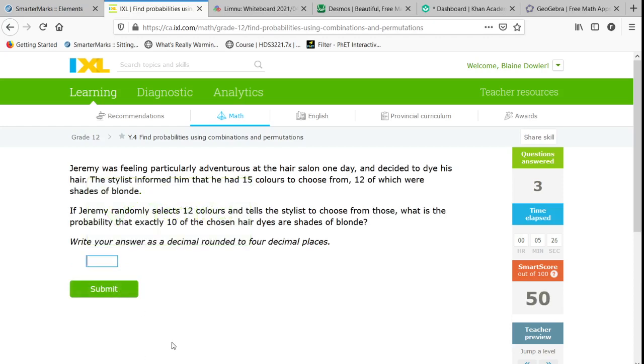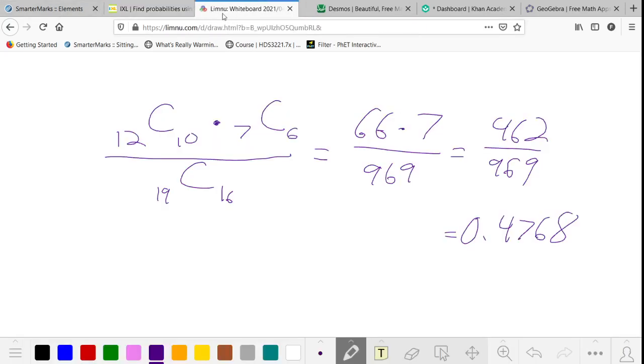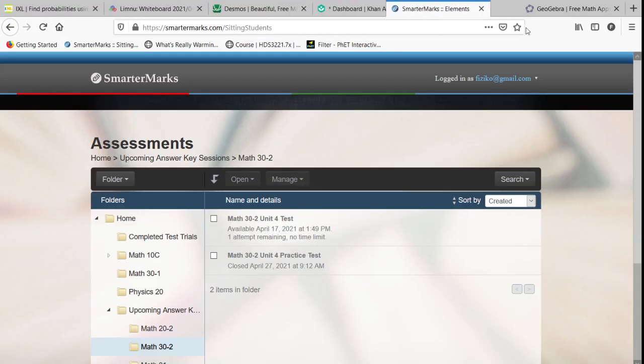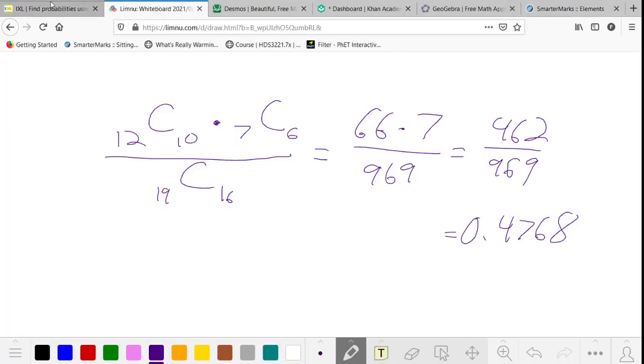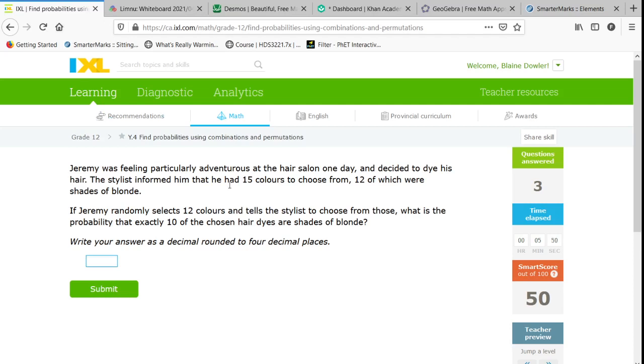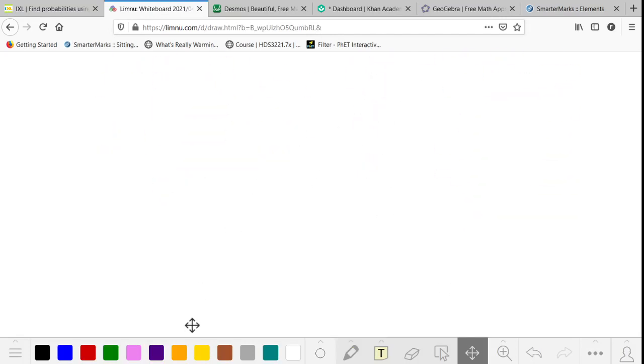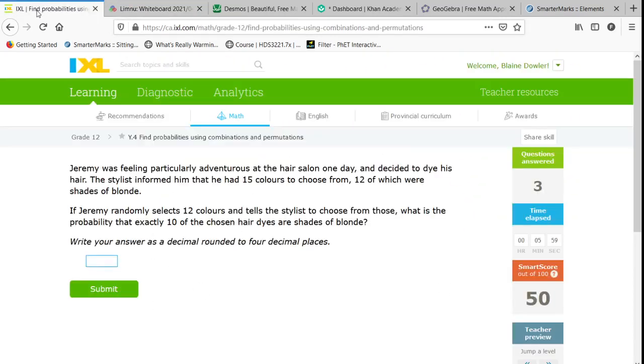Now, Jeremy was feeling particularly adventurous at the hair salon one day and decided to dye his hair. With 15 colors to choose from, 12 were shades of blonde. If he randomly selects 12, what is the probability that exactly 10 are blonde? So it's the very same setup that we had in the last one. I'm just going to move this tab out of the way because it keeps getting distracting. So there's 15 to choose from, 12 are blonde. Okay, and he's choosing 12 total. So our denominator is 15C12.